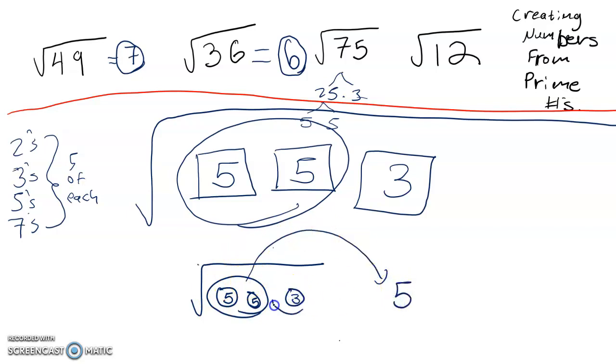Now, something a little bit new. What do we do with this 3 that remains on the inside? Well, we have to have 2 of them in order to bring a 3 to the outside. But if we just have 1, that just remains on the inside. You can imagine this square root as a prison.